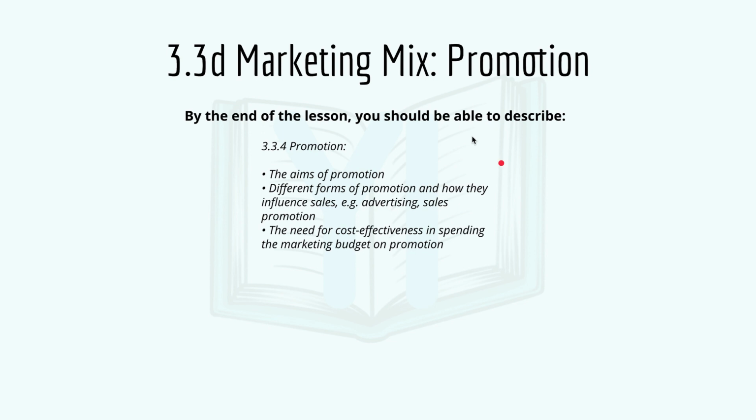And today we have 3.3D for marketing mix for promotion. By the end of the lesson, you should be able to describe 3.3.4 for promotion, which includes the sub-specification, which include the aims of promotion, different forms of promotion and how they influence sales, and the need for cost effectiveness in spending the marketing budget on promotion.